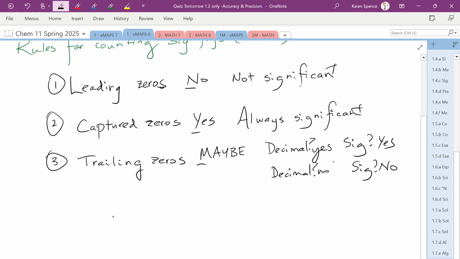Well, if I've got 0.004008100, these zeros on the right, those are no. Or sorry, on the left.